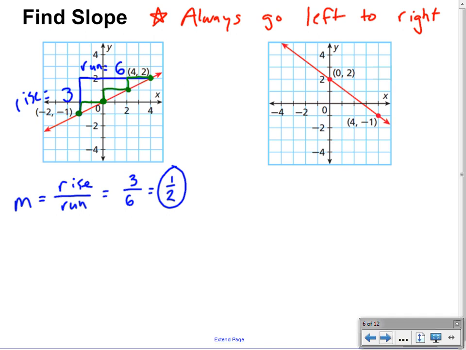Now the next one, and this is where we really have to be careful about going left to right. This one, when we go to find our change in y, requires us to go down. And anytime we go down, we have to use a negative number. So here we're going down 3, so our rise is negative 3. Okay, and then we went right 4, so the run is 4. Now we said slope is rise over run, so slope, m, is equal to negative 3 over 4. And this does not reduce, so here's our slope.